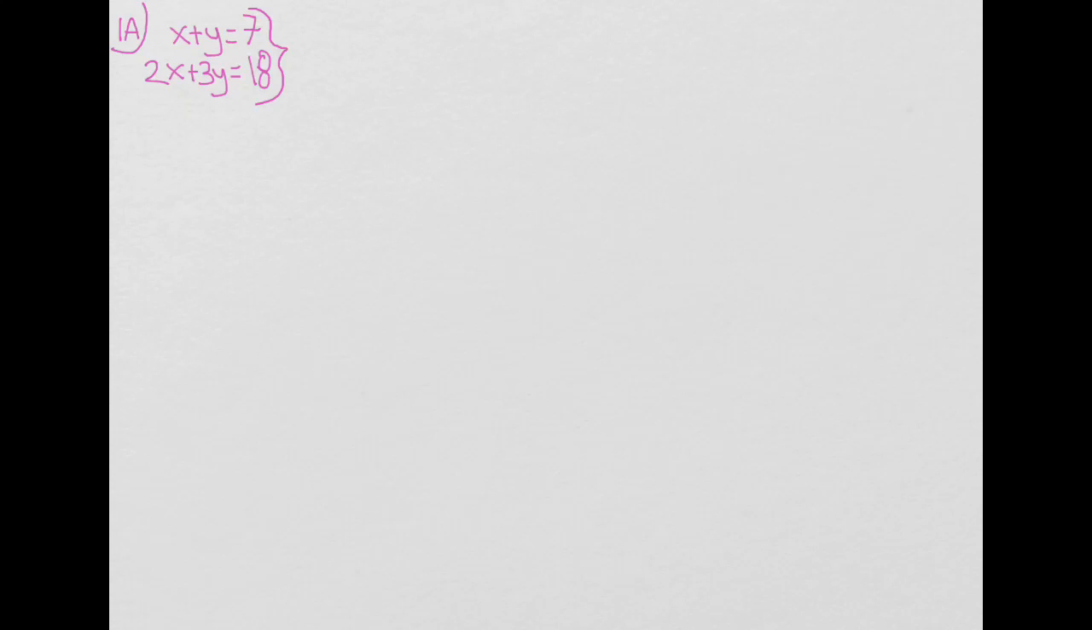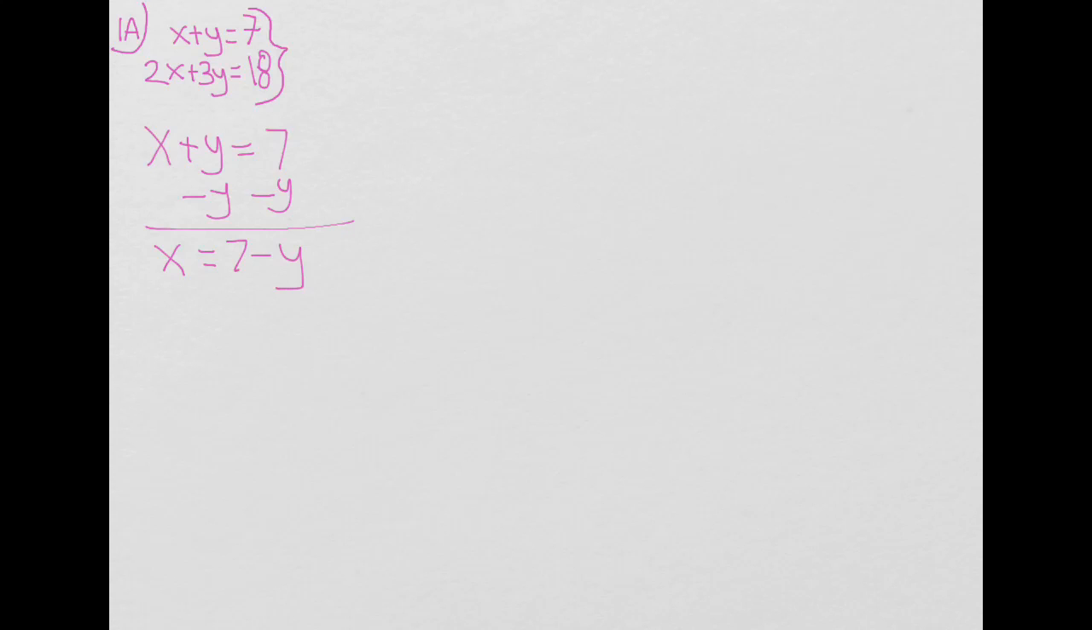Think for a moment, if you were trying to solve the second equation for x, well, you'd have to subtract 3y from both sides, and then you'd have to divide by 2 as well. 2 steps. Whereas if I want to solve this top equation for x, well, all I have to do is subtract y from both sides. So if I subtract y from both sides, I'm going to get x equals 7 minus y.